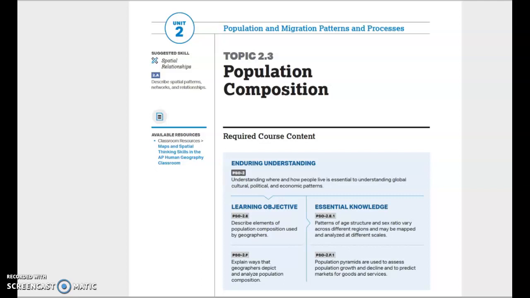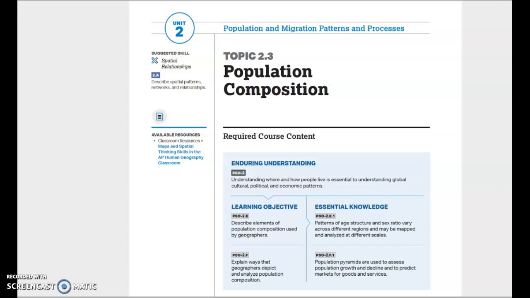All right, welcome back as we continue Unit 2, Population and Migration Patterns and Processes. Today we're going to look a little bit closer at population pyramids. So this topic 2.3 we call population composition. So how is a population of a country in the world composed?